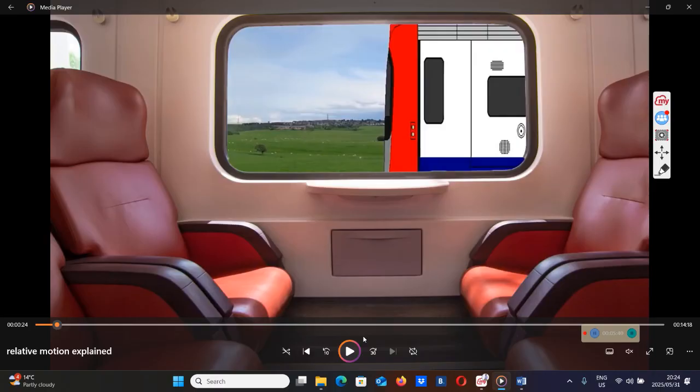So we're going to say that these things are in motion relative to someone in train A. So someone in train A, when he looks at the tree, those trees appear to be moving to the right. Therefore, we're going to say that the velocity of the tree relative to the observer inside train A is, maybe, 5 meters per second.